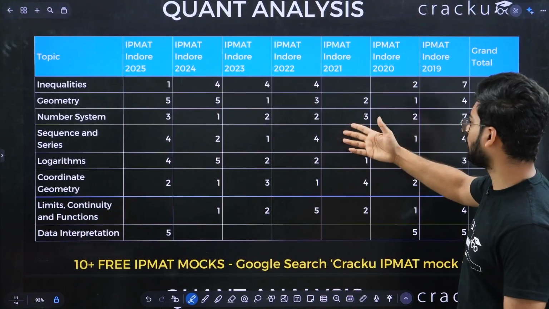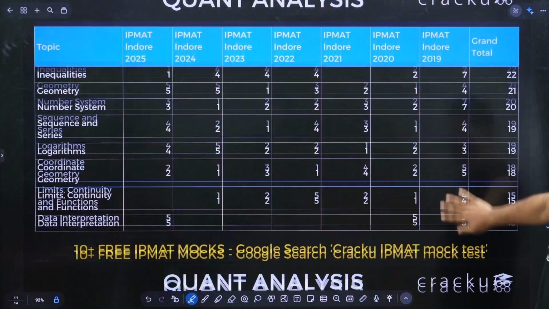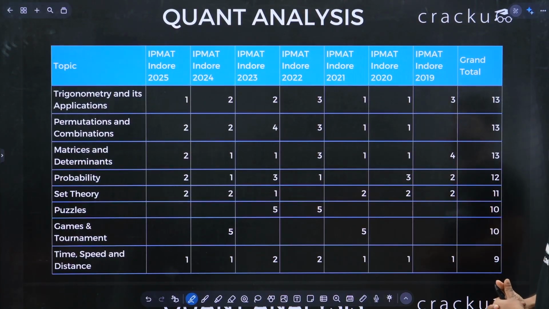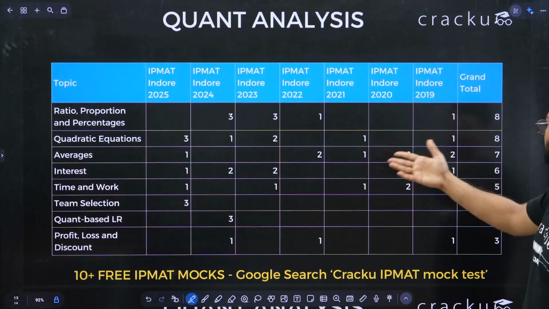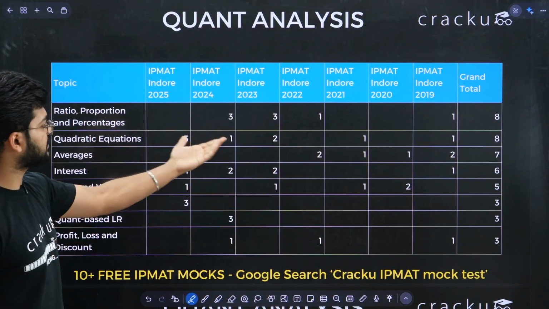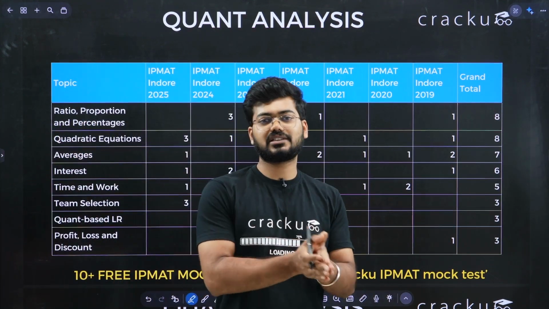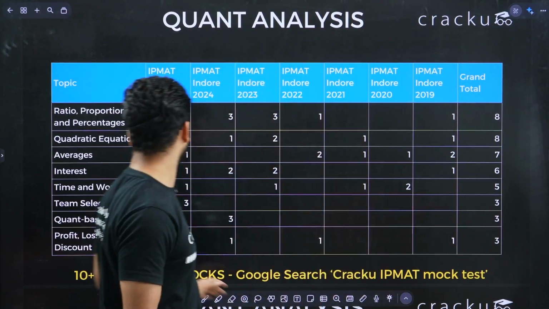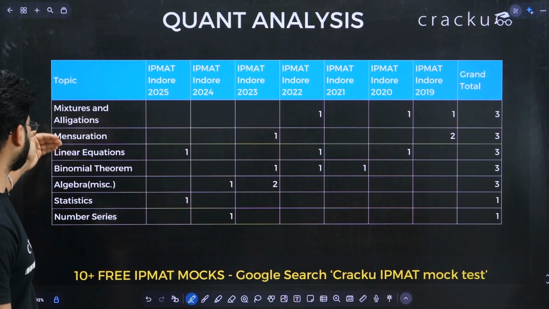Next, if we see inequalities, you can pause the video and have a look at this graph also. Next, for quants, other topics like puzzles and set theory, you can pause and have a look. For ratio proportion, quadratic equation, averages, this is the last three, all a 6 year trend. But again, I am saying what is important is you should look over the last 3 years more, because over the years the pattern has changed, the number of questions has changed. For mixtures and allegations, mensuration.